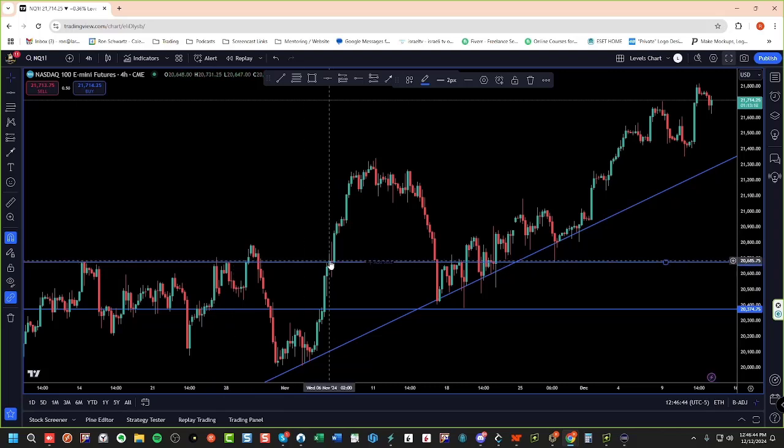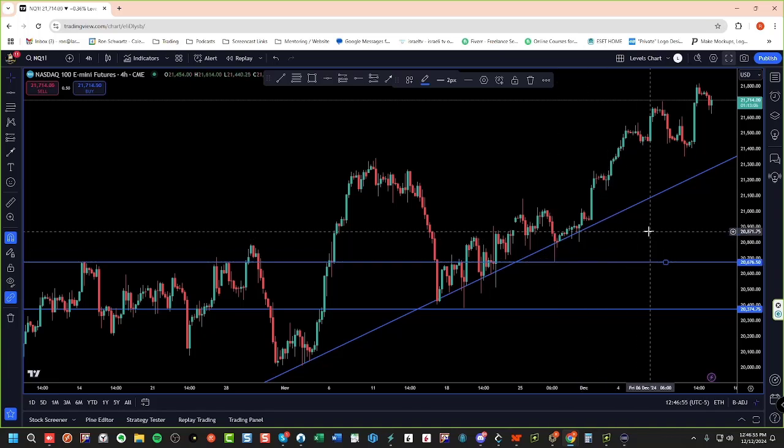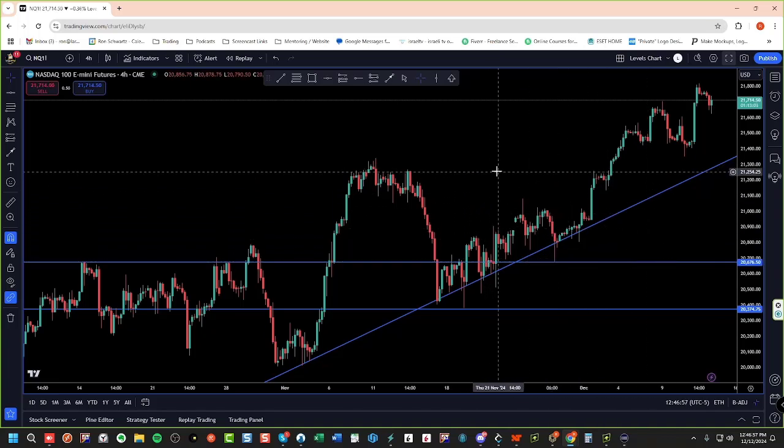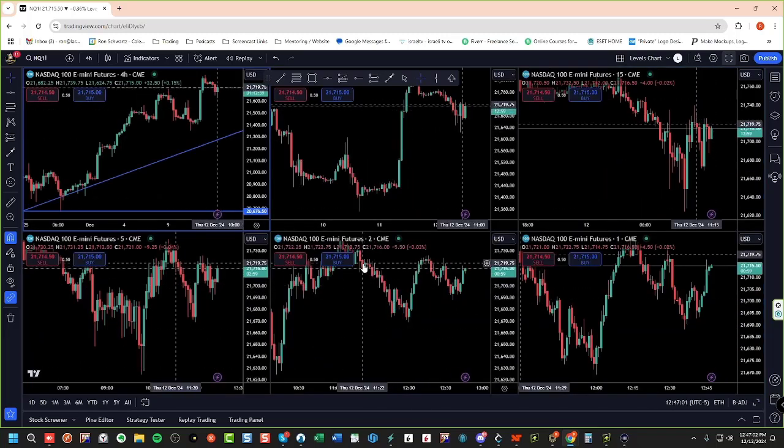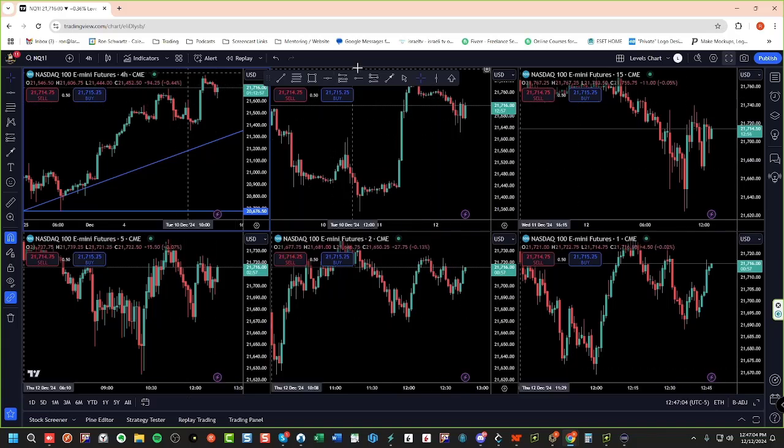We got like 1, 2. This is a doji literally right on it. Major indecision on this candle. Look at the wicks. And the body's so tiny right on the line. Test. We can use this one too. Okay? And that's the 4 hour.